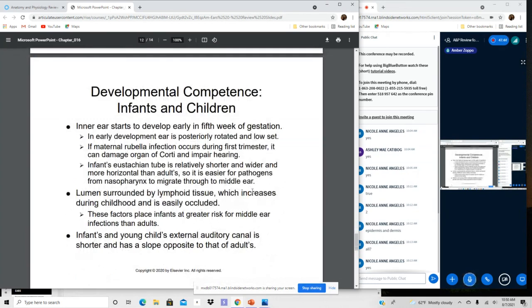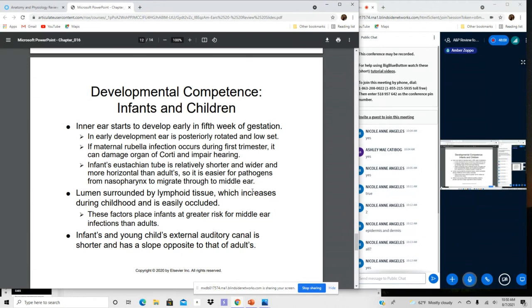In infants and in children, the inner ear starts to develop early, in the 5th week of gestation. In early development, the ear is posteriorly rotated and low set. If maternal rubella infection occurs during the first trimester, it can cause damage to the organ of Corti and can impair hearing.